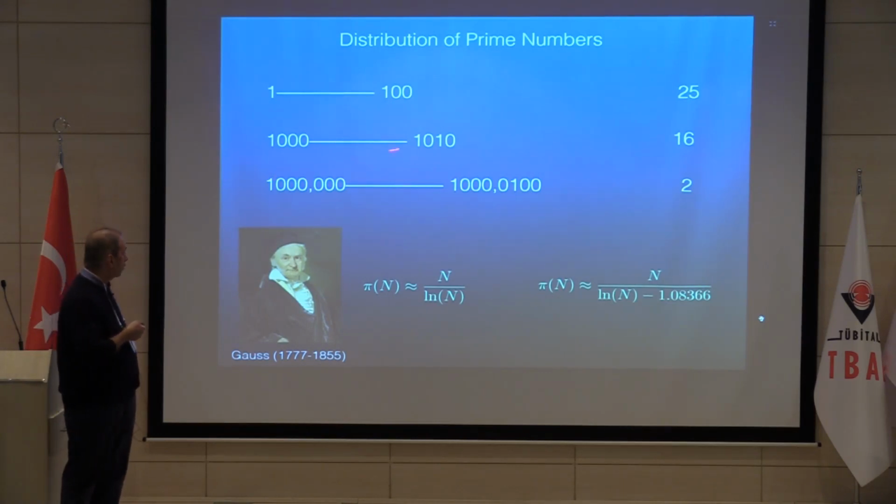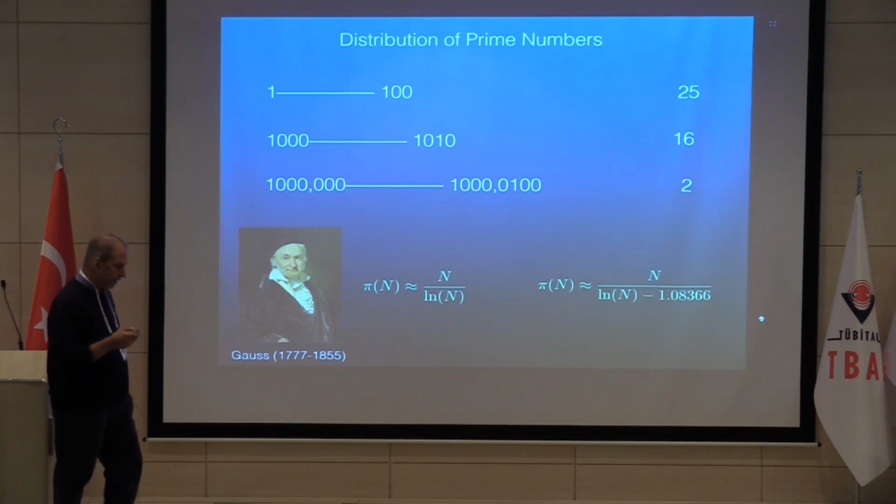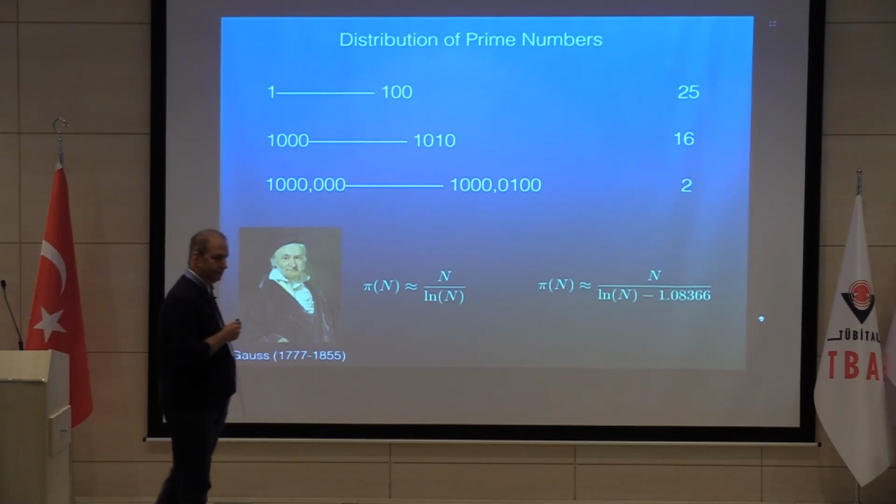1100. You'll find 16 prime numbers. Between 1 million and 1,100,000, you find only 2 prime numbers. And then Gauss found a formula for that.